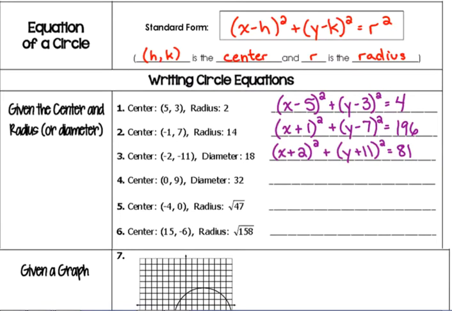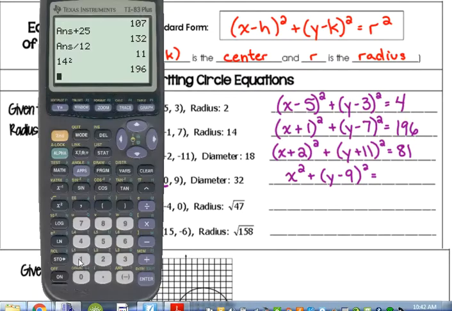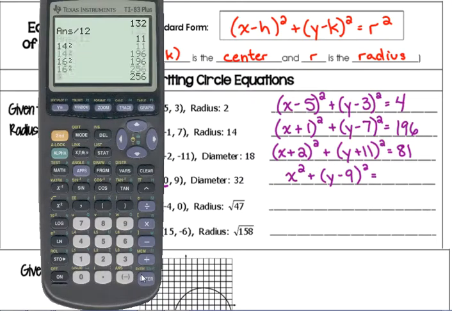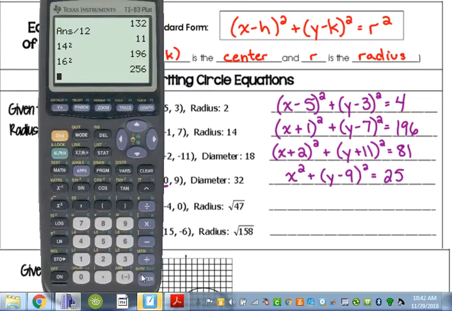Now, number 4, the center is (0, 9). If one of your coordinates is 0, then you don't need the parentheses with that one, because x minus 0 is just x. So that's x² + (y − 9)² = the diameter is 32, so my radius is 16, and 16 squared is 256.